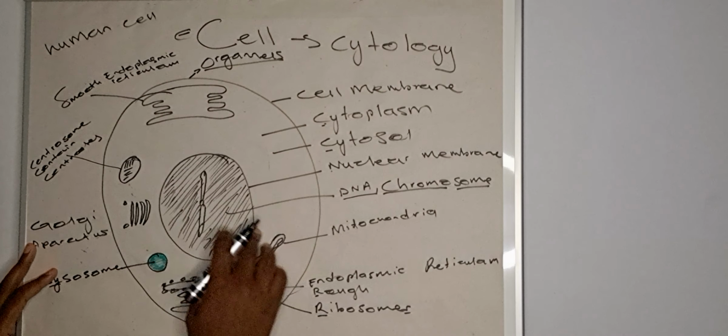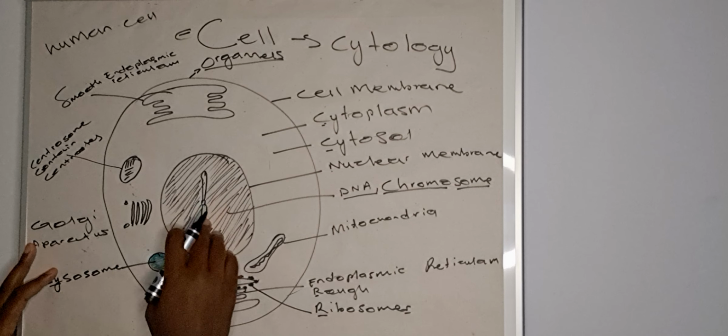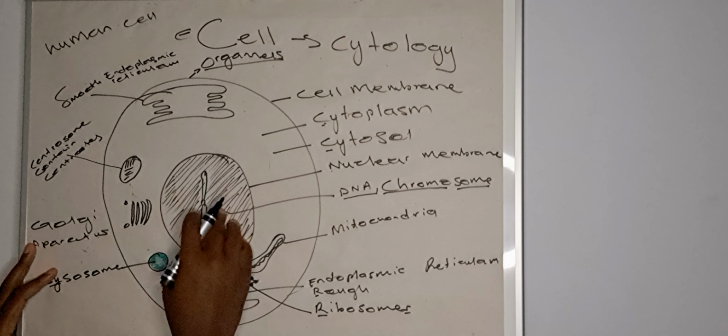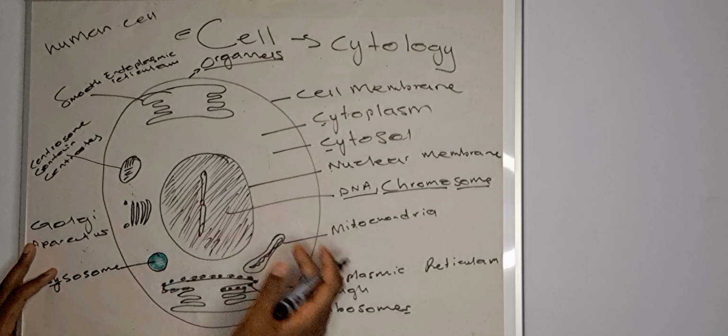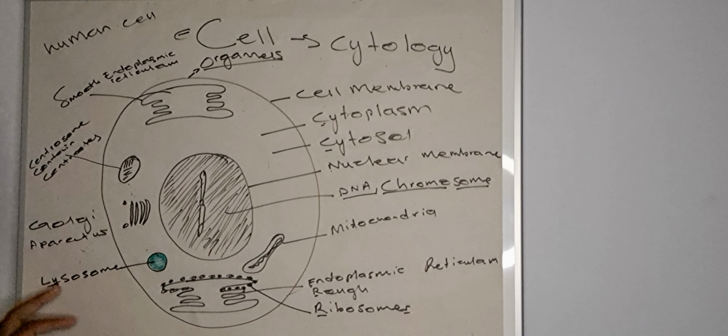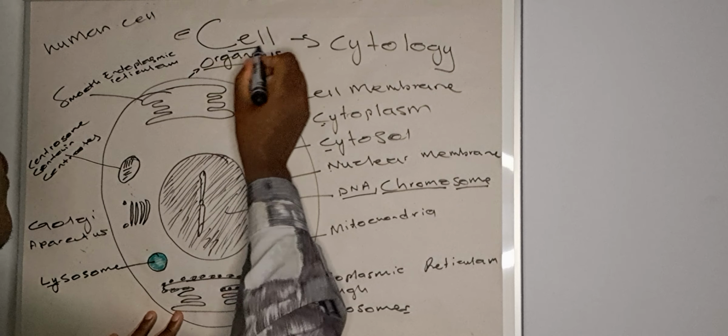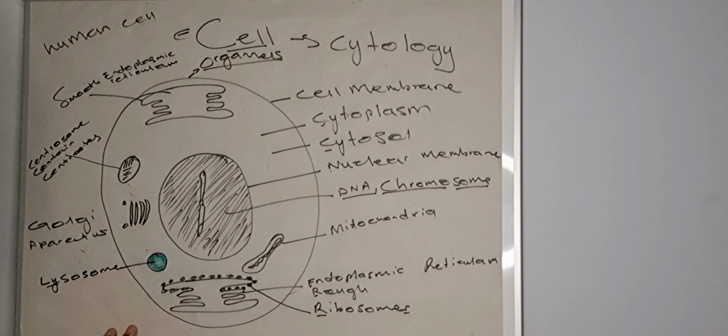We need organelles to make a cell. We need a cell to make a tissue. We need a tissue to make an organ. We need an organ to make a body. That should be just a rough study of a cell in a simplified form.